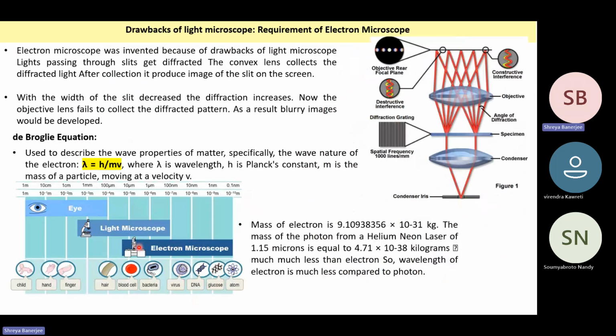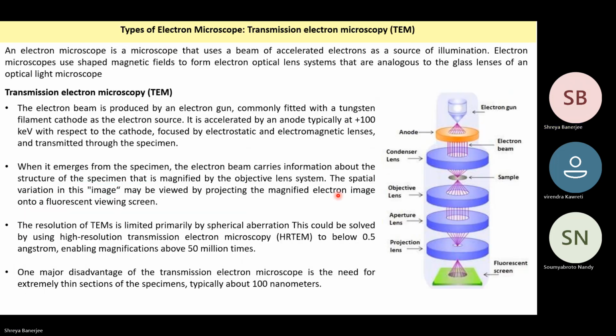You can see the electron microscope can be used to even look at viruses, DNA, sugar molecules, or even up to atomic resolution, whereas the light microscope can only observe up to certain bacteria. So the resolving power is also greater for the electron microscope.